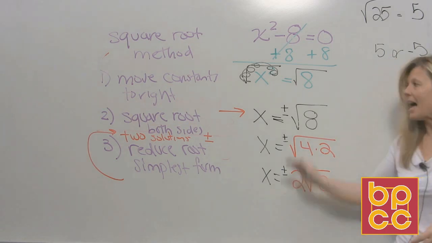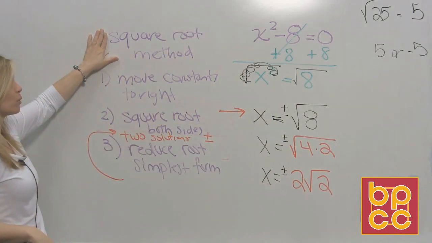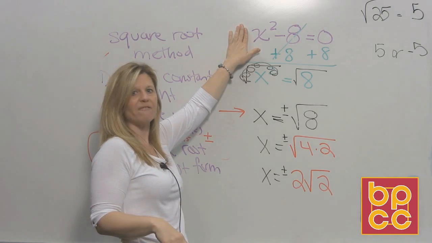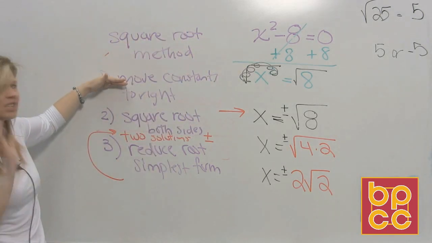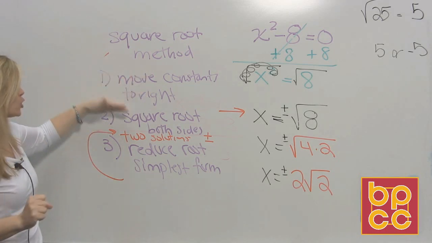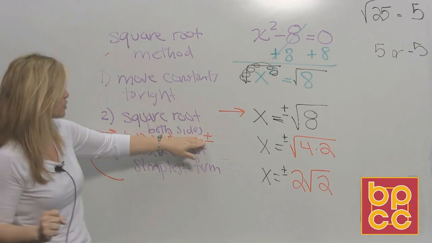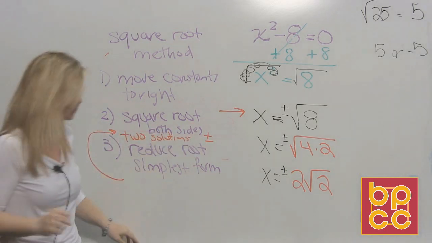Alrighty, that's the procedure. So you have to memorize. To solve a quadratic by the square root method, first of all, we would only do this if our equation would not factor. Secondly, what are the steps? Move the constants, the numbers to the right, square root both sides, make sure to show two answers. You put the plus or minus on the right, and then make sure you always reduce your root.